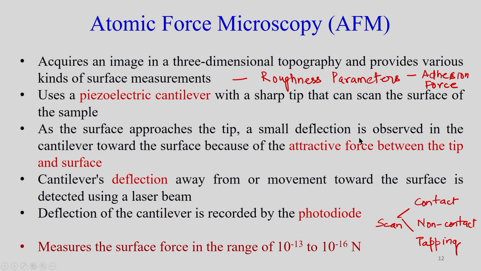So, a small deflection is observed because of the attractive interaction between the tip and surface. But when it goes closer, then there will again be repulsive forces. Because of these attractive and repulsive forces, there will be deflection, and the cantilever's deflection away from or its movement towards the surface is detected using a laser beam. So, basically we are monitoring the deflection through a laser beam, and this deflection is recorded by a photodiode, and that is converted to generate the image.